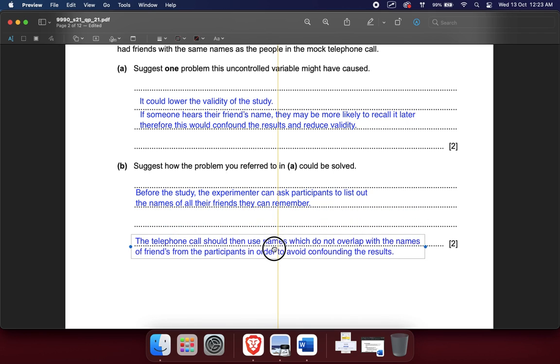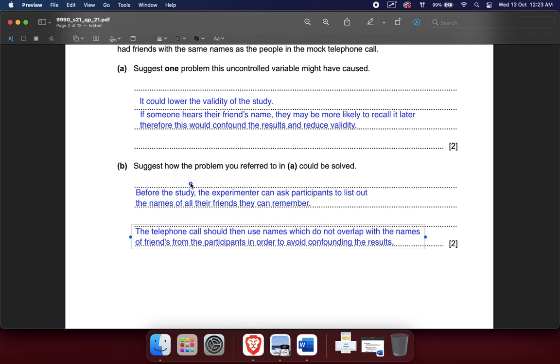Alright, so what have I said here? Firstly, before the study, the experimenter can ask participants to list out the names of all their friends, right? Pretty straightforward. Hey, before you join the study, can you tell me who your friends are? Why do we do that? Because we want to make sure that the names do not overlap with the ones used in the telephone call. So can you see 2 marks, 1 mark, 2 marks.